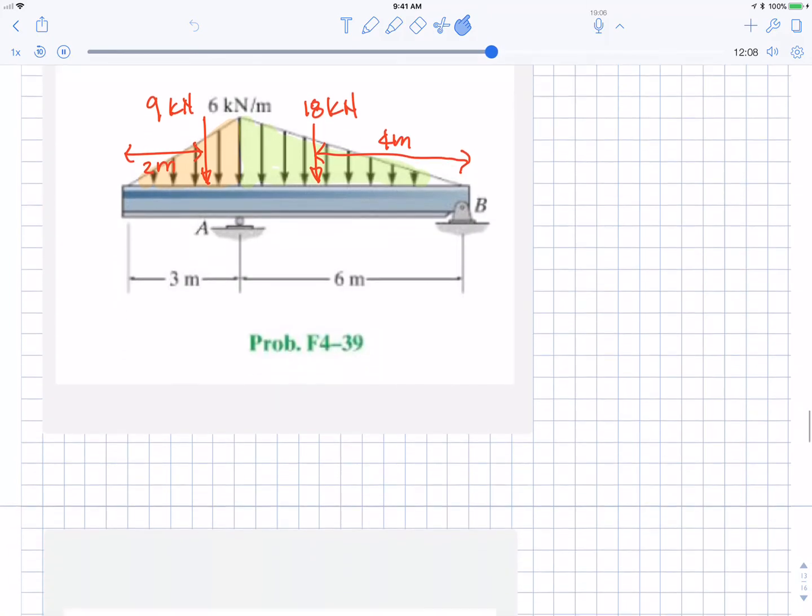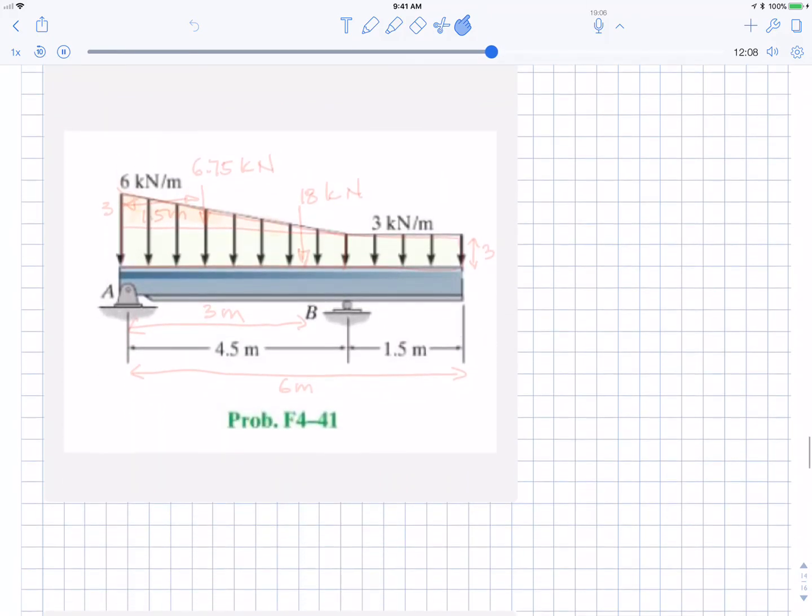Here's our third problem, but unfortunately, we don't have a formula for the area or centroid of a trapezoid like this. So what we're going to do is break it up into a rectangle and a triangle.